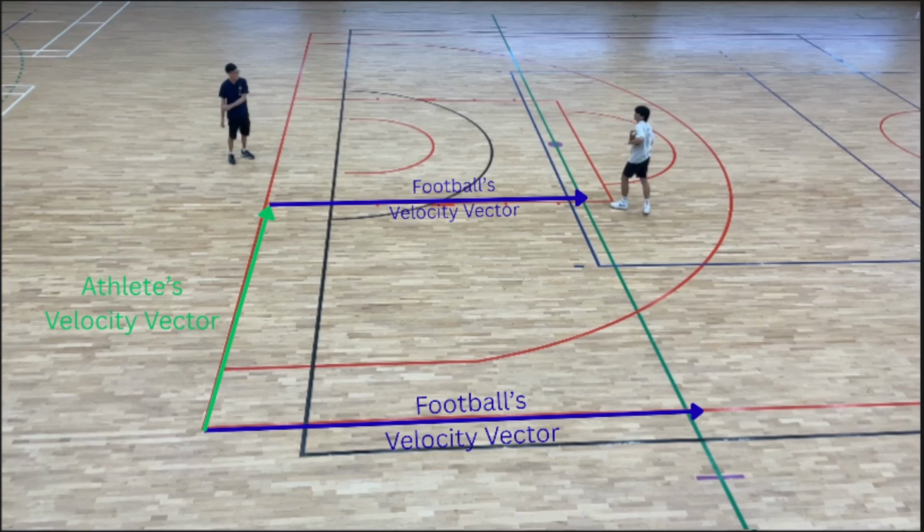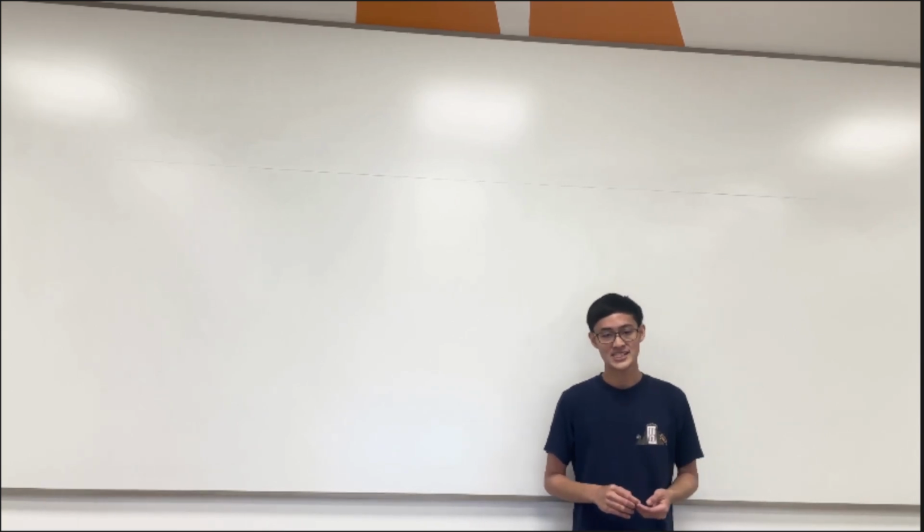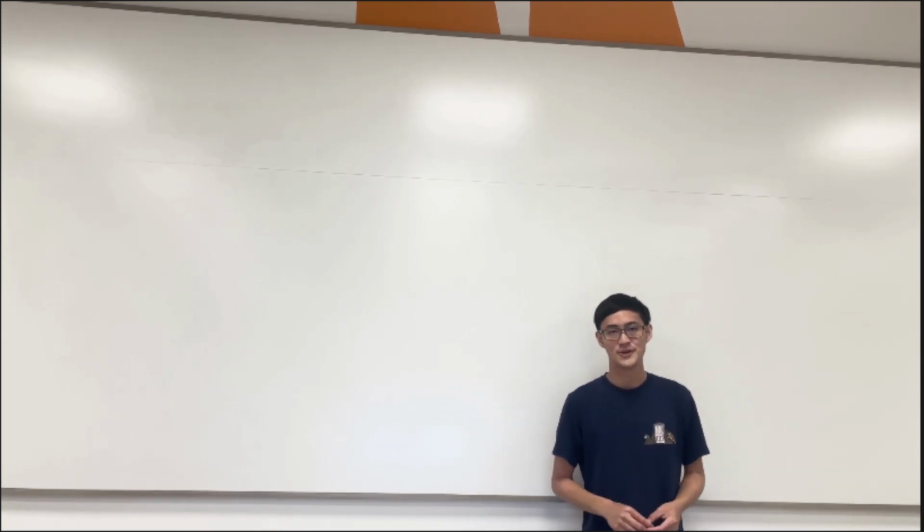where the football's velocity vector and the athlete's velocity vector are combined to find the resultant vector that shows the football's actual path with reference to the athlete's original position. The resultant vector is the true final velocity of the football in this case. With the help of the resultant vector, we can accurately estimate the final position of the football.